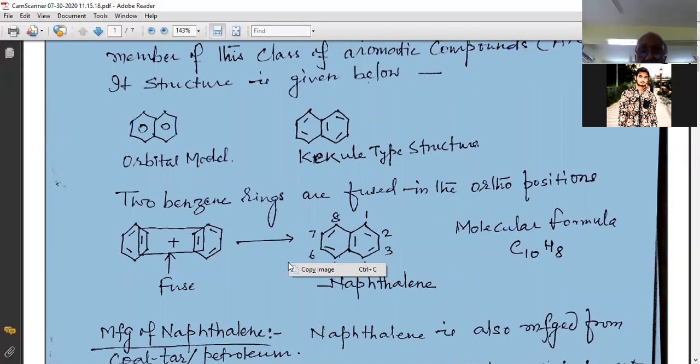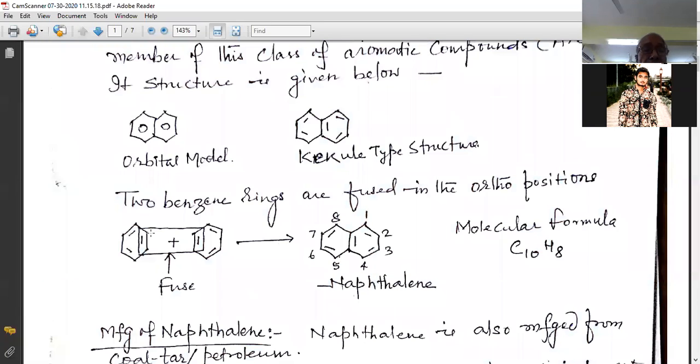And when two benzene rings are fused, you see this is the ortho position. That is, these two benzene rings are fused together and form naphthalene. And numbering starts clockwise 1, 2, 3, 4, then 5, 6, 7, 8. And this is the naphthalene structure. The molecular formula of naphthalene is C10H8.